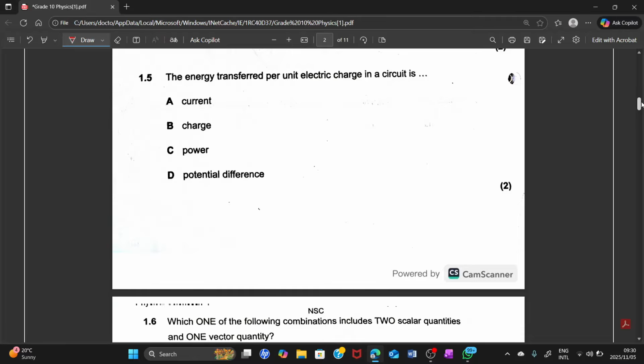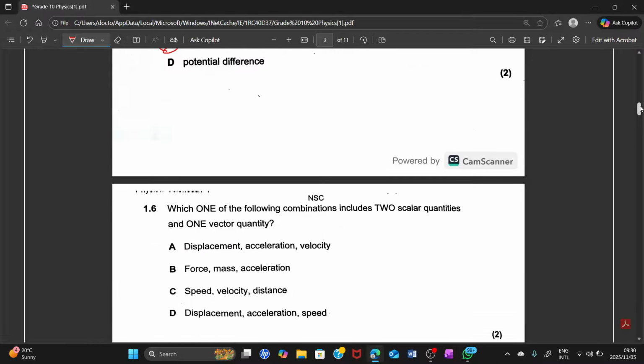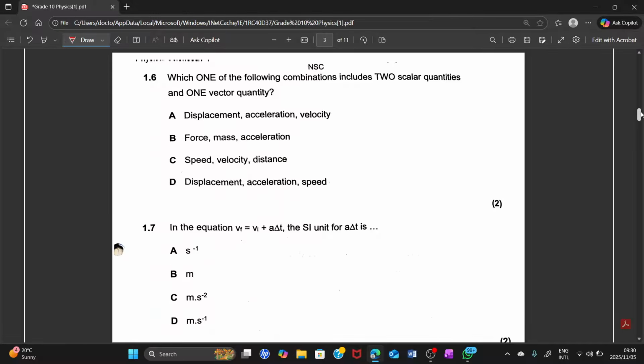The energy transferred per unit electric charge in a circuit is... You see, that is the definition of potential difference. Okay, all right, that is the definition of what? Of potential difference. Yes, it is the energy transferred per unit electric charge in the circuit. You look for that and then you win. All right, let's go to the next one.